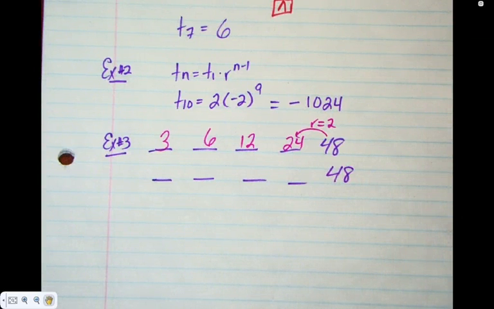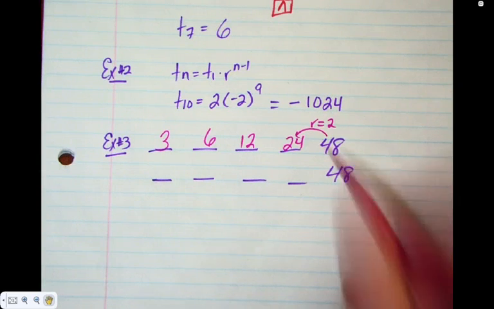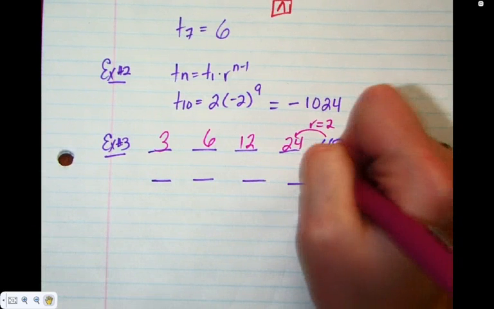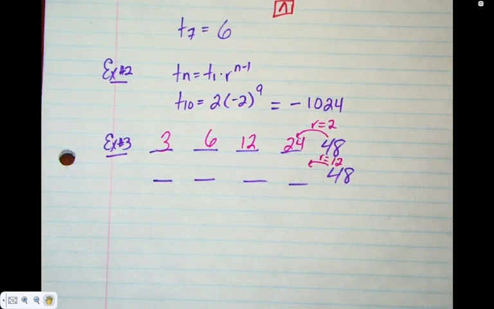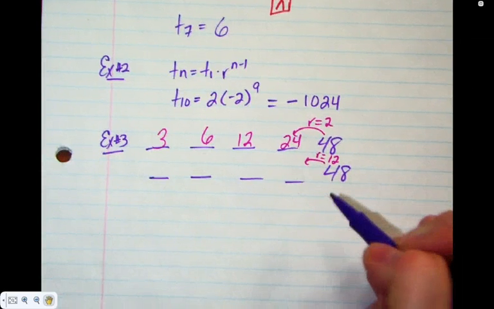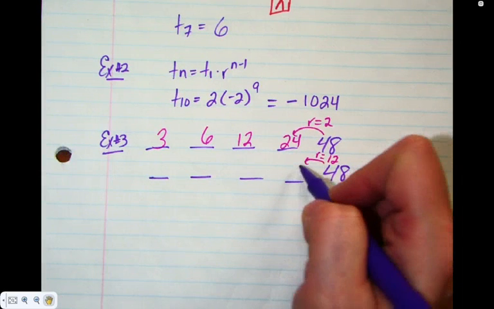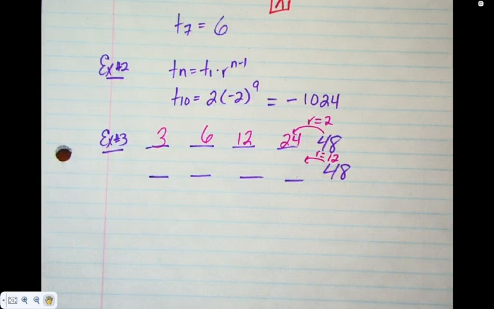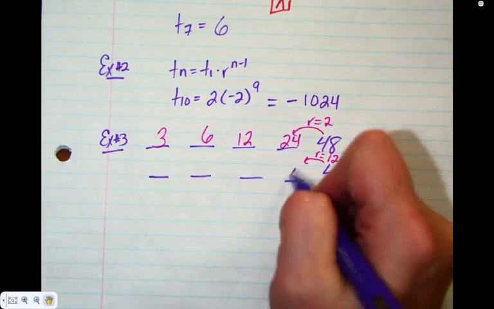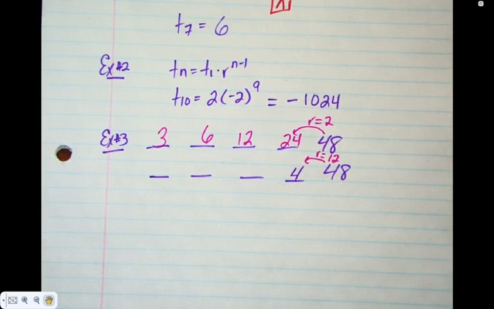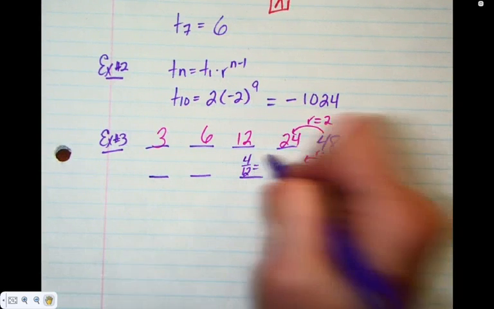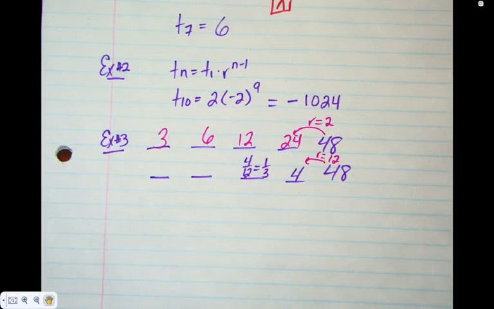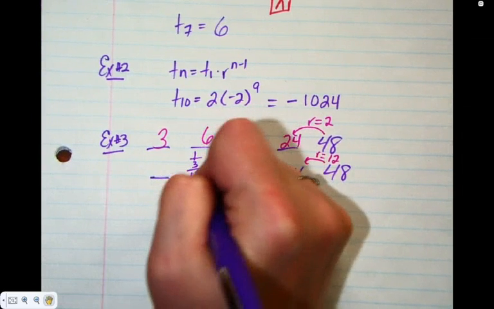Pick something other than 2. 3. 12. Which one do you want to pick? Let's do 12 just for crazy time. 48, r is 12. How do we go to the previous term? Divide it. Now the silence comes. 48 divided by 12. Okay, divide by 12. So we're going to have 48 divided by 12, and then we would reduce it. 1/3. Then we would have 1/3 divided by 12.